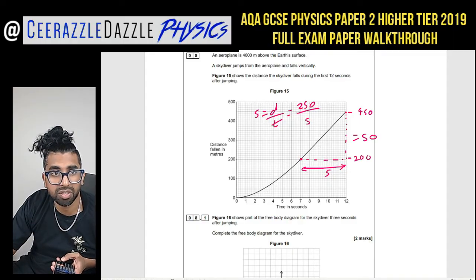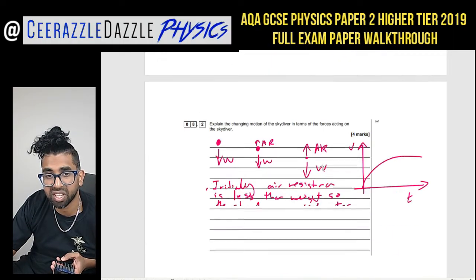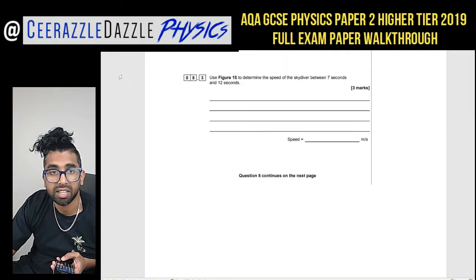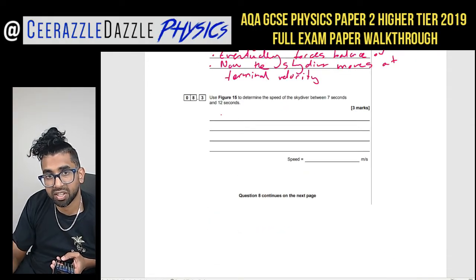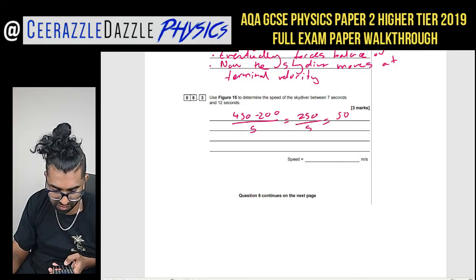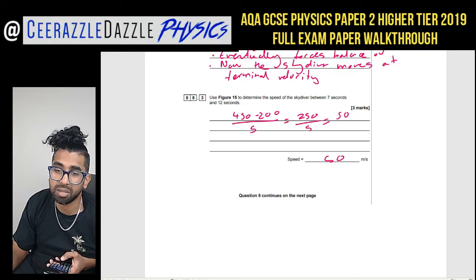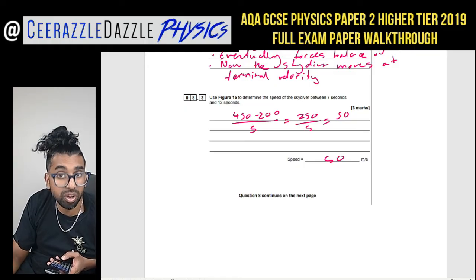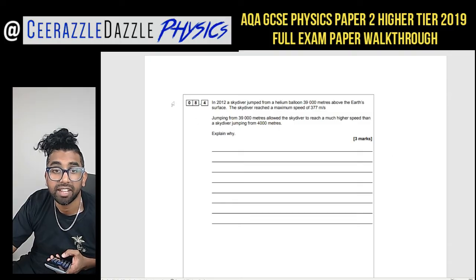So obviously put all that writing down at the bottom over here. It's going to be 450 minus 200 divided by 5. So therefore it's going to be 250 divided by 5, which is going to be 50. There we go, 50 meters per second. Obviously you have to write on the graph to show that you've actually used those points over there. Okay, right, the next bit.